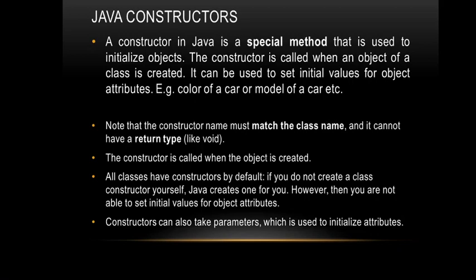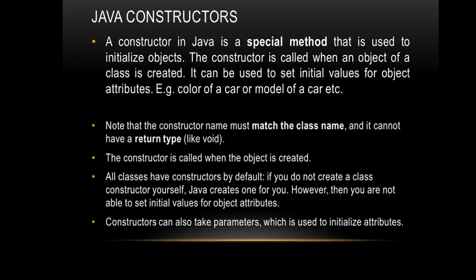That means if car is the name of the class, the constructor name also will be the same thing, that means car. And it cannot have a return type. We cannot write any return type for a constructor. The constructor is called when the object is created. A constructor is automatically called when an object is created.